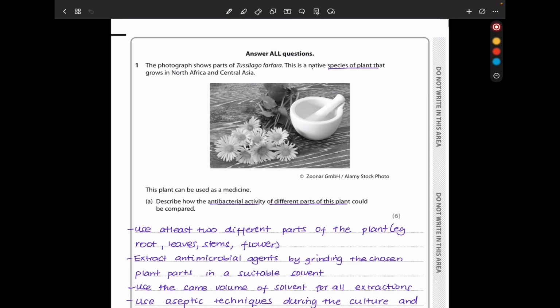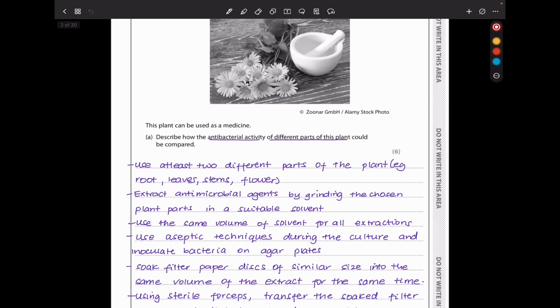In question 1, they said the photograph shows parts of Tussilago farfara. This is a native species of plant that grows in North Africa and Central Asia. So this is the plant they're talking about. They say this plant can be used as a medicine. They want you to describe how the antibacterial activity of different parts of this plant could be compared.